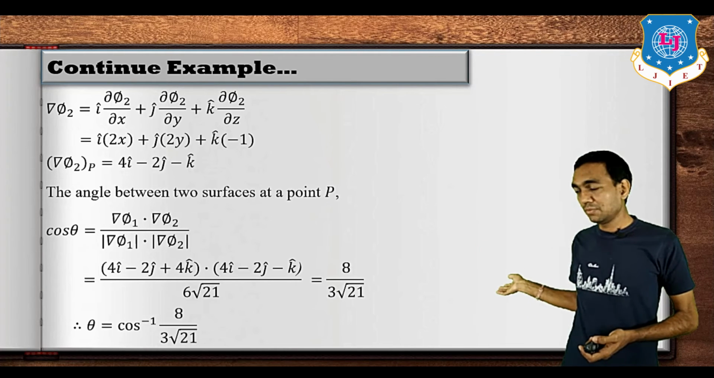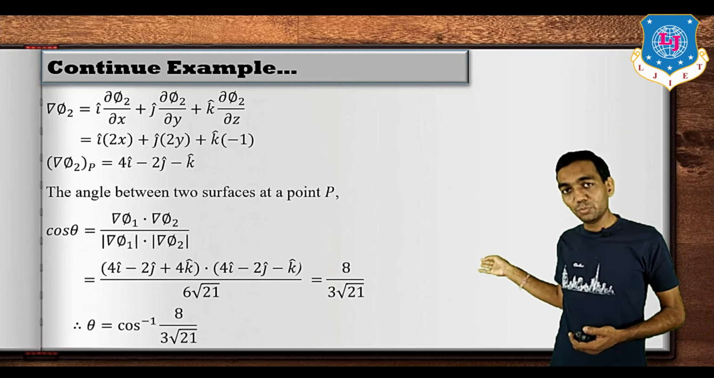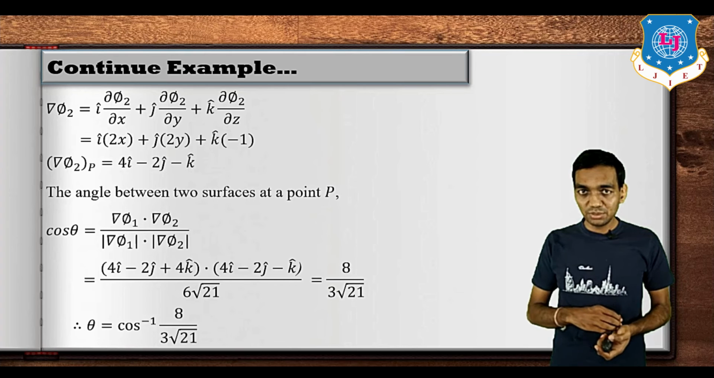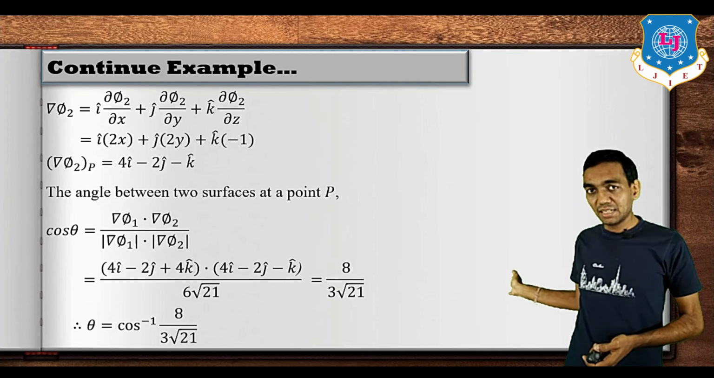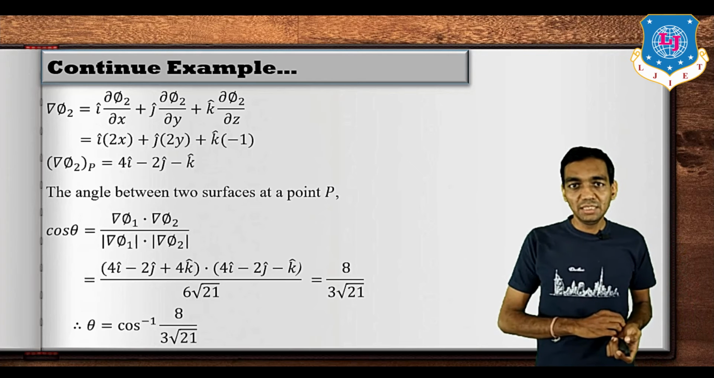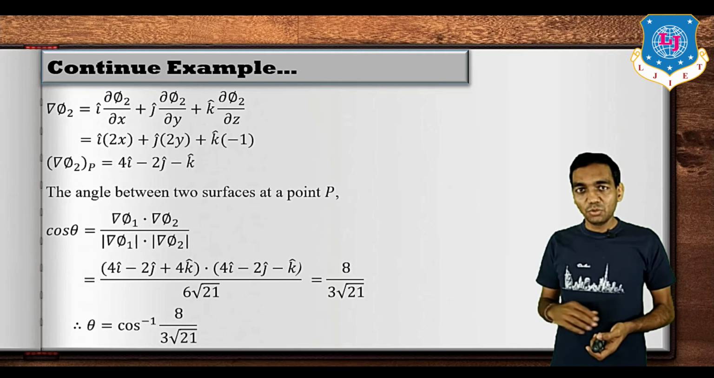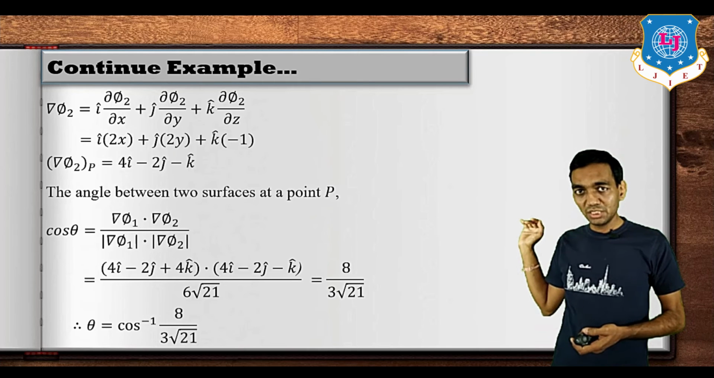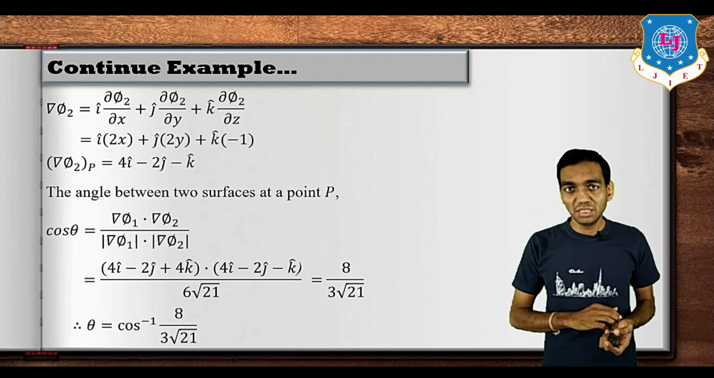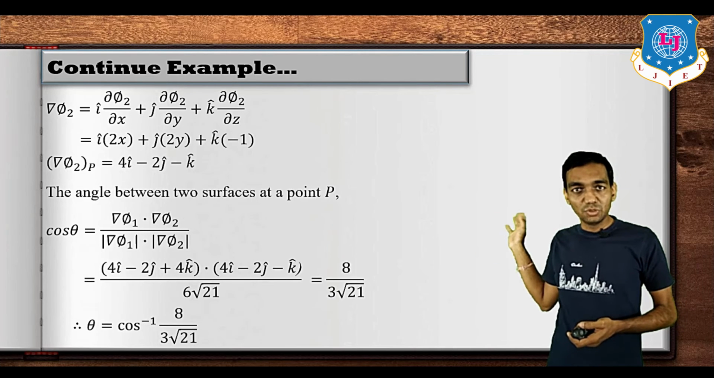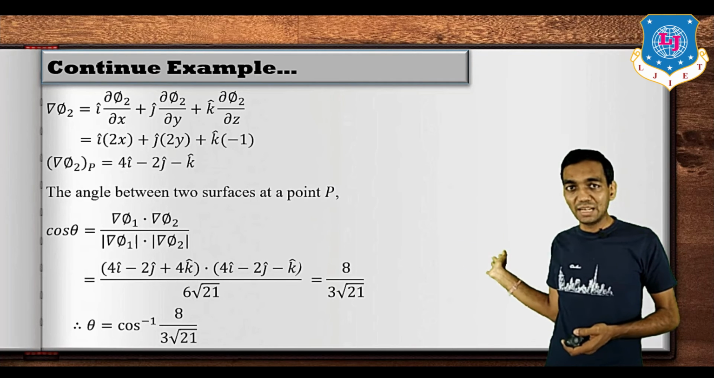So in the denominator, the first term will be the square root of 16 plus 4 plus 16, that is the square root of 36, which has a value 6. And the second bracket has the square root of 16 plus 4 plus 1, that is the square root of 21. And in the numerator, you are going to take a dot product. So the i component is multiplied, the j component is multiplied, and the k component is multiplied.